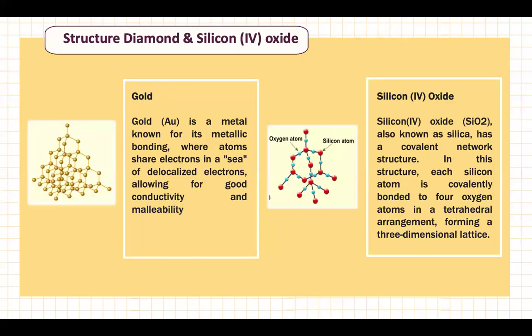Let's look into the structures of diamond and silicon oxide. Gold is a metal known for its metallic bonding, where atoms share electrons in a sea of delocalized electrons, allowing for good conductivity and malleability. Silicon oxide, also known as silica, has a covalent network structure. In this structure, each silicon atom is covalently bonded to 4 oxygen atoms in a tetrahedral arrangement, forming a 3-dimensional lattice.